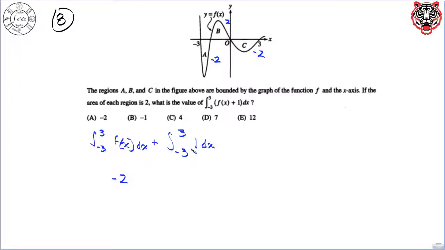And then this is our shortcut for doing constants, which is do b minus a multiplied by the function. So 3 minus negative 3, I could write this out here. You do b minus a, and then you multiply that by whatever the function is, which is times 1. And we're adding those two together. So I have a negative 2 plus, and this is going to be a 6 times 1, which is 6. So negative 2 plus 6, and that is going to become a 4. Correct answer is C. On to number 9.